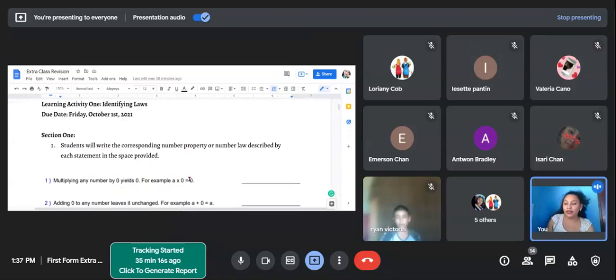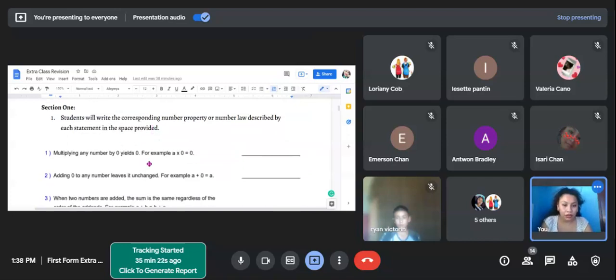So now this is the first activity, right? Learning activity, identifying laws. So now this is what you guys are going to be doing. All right? So now it says in instructions, students will write the corresponding number properties or number laws. So we did 6 properties and we did 4 laws. So in all, we have 10 things that we can choose from to write each of our answers. All right. And you are going to write the name in the space that I have provided.